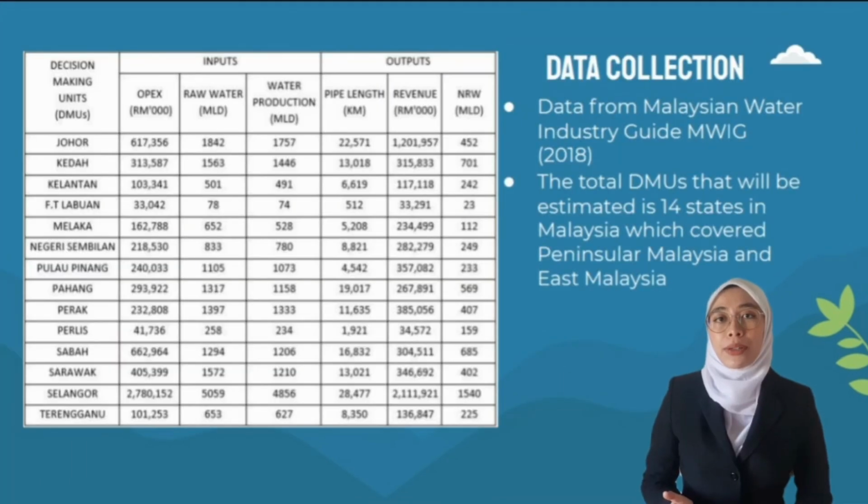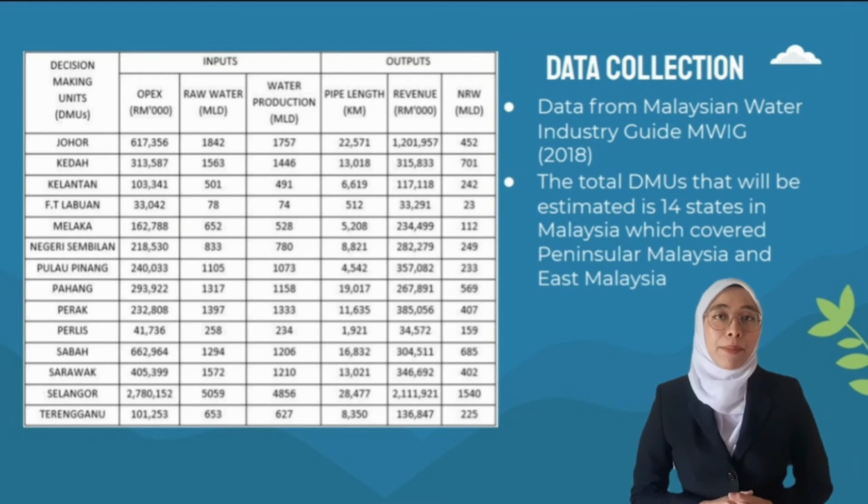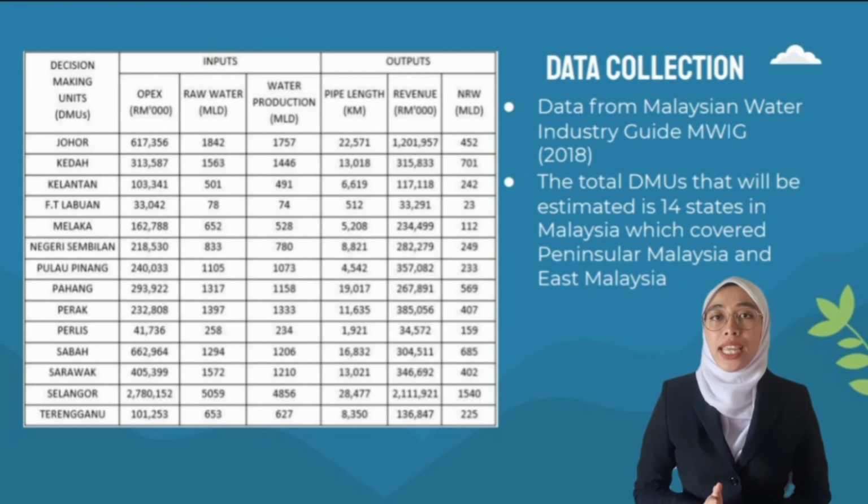Next part is about data collection. This study employs data from Malaysia's Water Industry Guide, MWIG 2018, for the efficiency of water supply system evaluation. The total DMUs that will be estimated is 14 states in Malaysia, which cover Peninsula and East Malaysia. The data is shown in this slide.